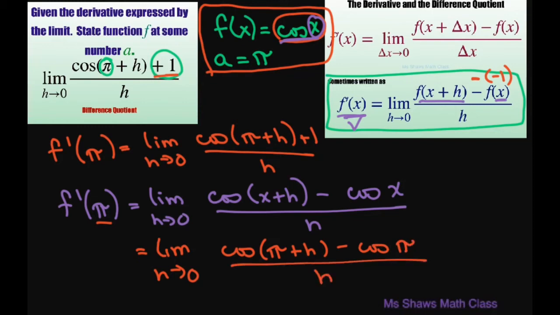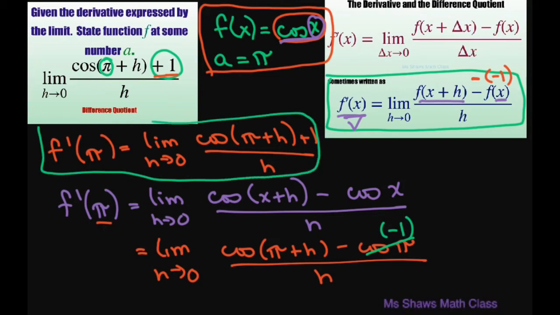Now cosine of pi, like we said, is -1. So you'll have +1 here, which gives us back to our original equation. So we picked it right. There's another way to do it.